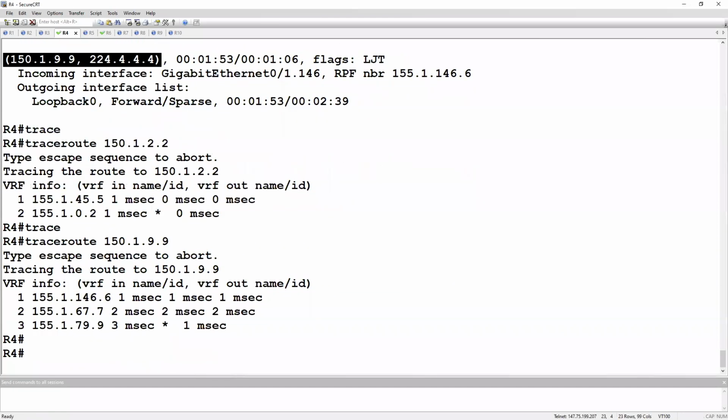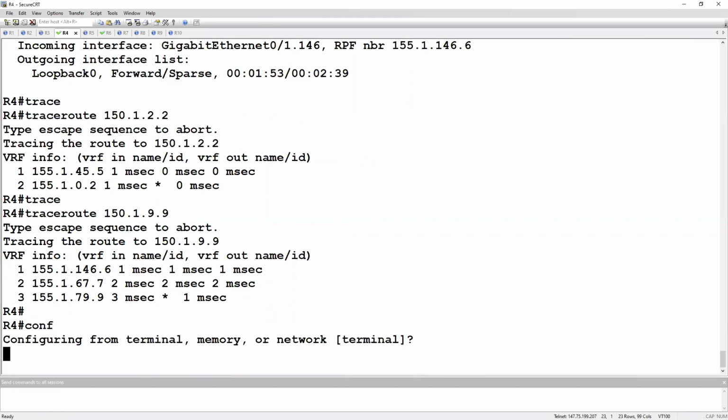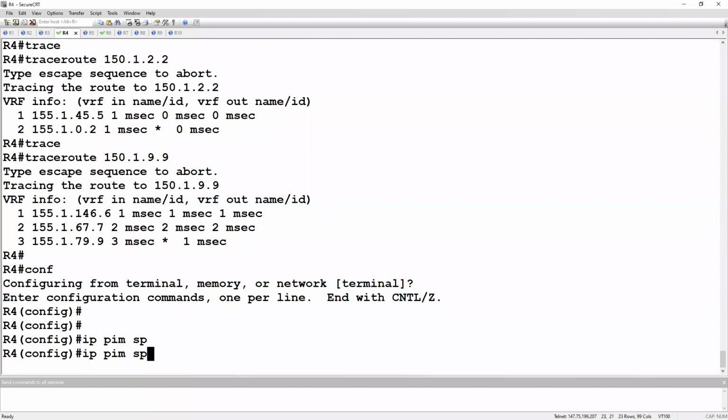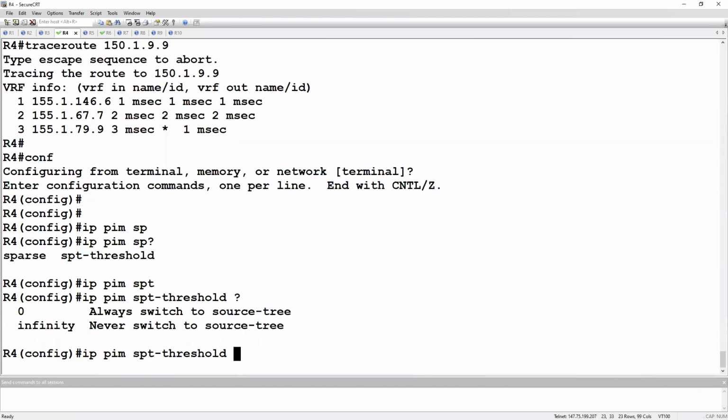There's a command that is ip pim spt-threshold. If you say infinity, it never switches over to the source tree, it always stays on the shared tree. Where ip pim spt-threshold 0 says always switch over to the source tree. Okay, which is the default. That as soon as you receive one packet in, we switch over to the shortest path tree.